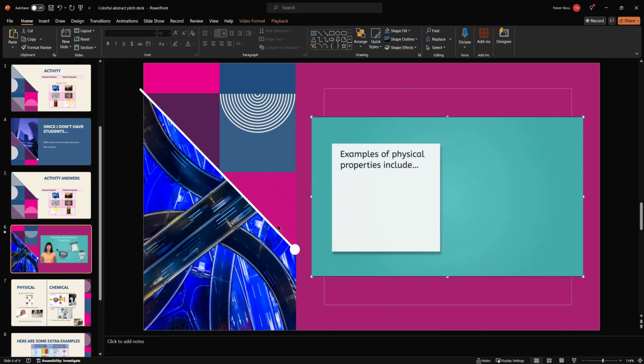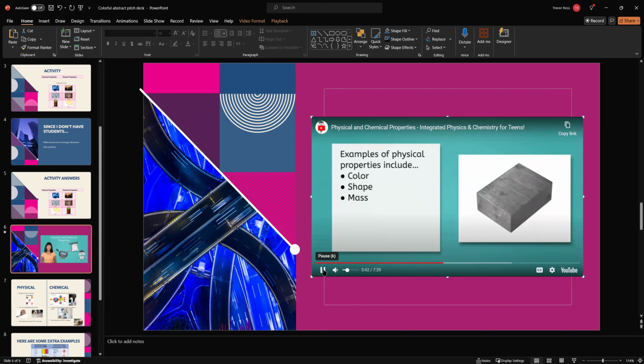Can you think of some more examples of physical properties? Some examples include color, shape, and mass. What about density? Can you find the density of this metal without changing it? Let's first talk about color, shape, and mass.